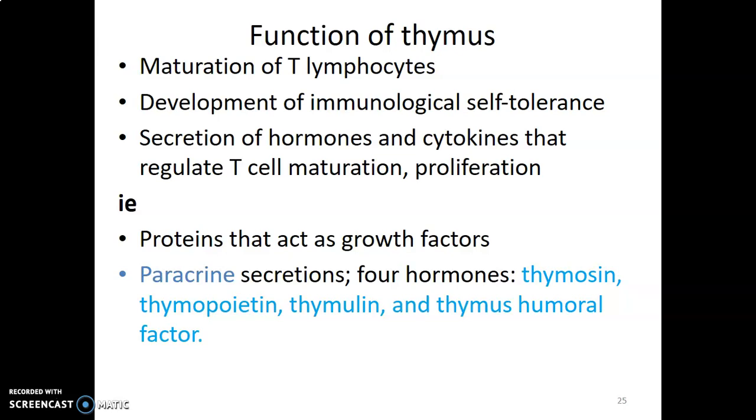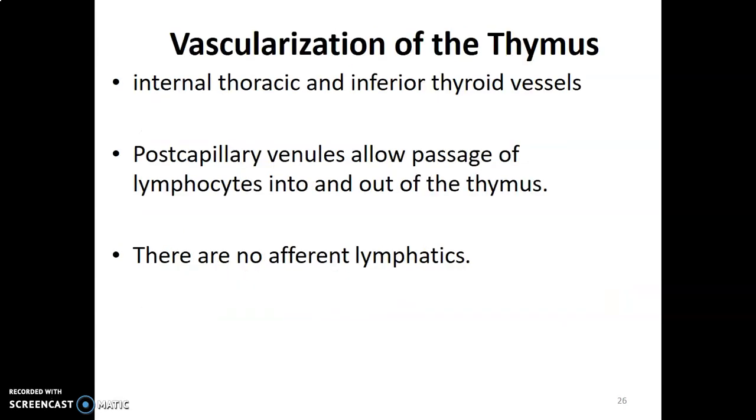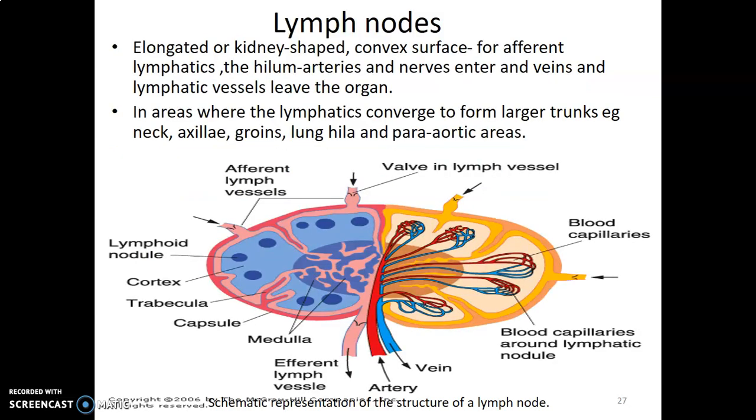The thymus also produces proteins that act as growth factors. The thymus receives its blood supply from the internal thoracic and inferior thyroid vessels, as well as post-capillary venules that allow the passage of lymphocytes into and out of the thymus. Remember, there are no afferent lymphatics on the thymus.